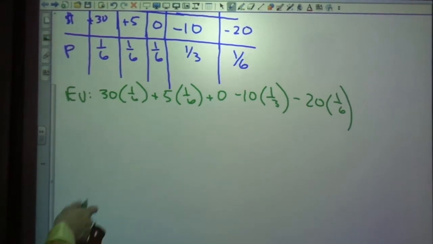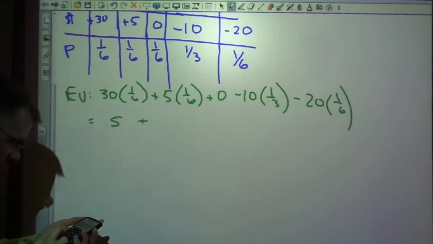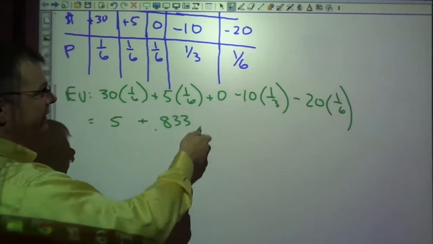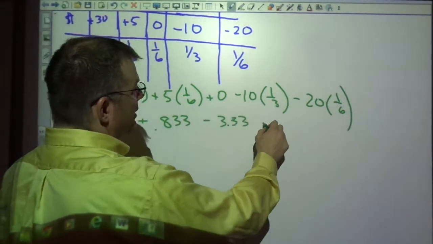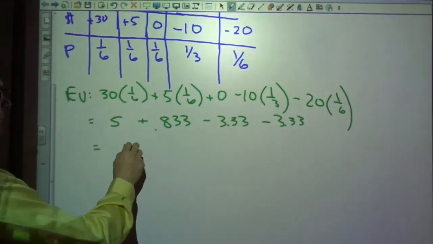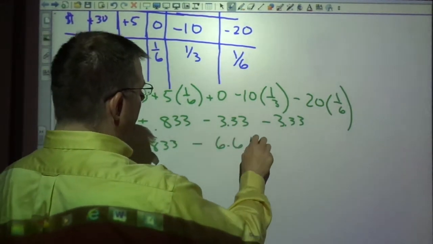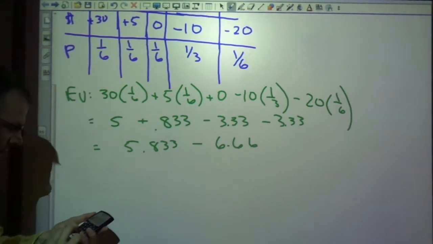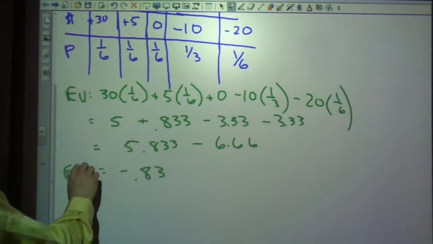30 times 1/6, that's just the same as 30 divided by 6, that is 5. 5 times 1/6 is 5 divided by 6, that is 0.83. 0, I'm not even going to write that. Negative, this is 3.33, and this is also 3.33. So I've got 5 plus 0.833 minus, this is going to be 6.66. So if I go 5.83 minus 6.66, that is negative 83 cents is my expected value.